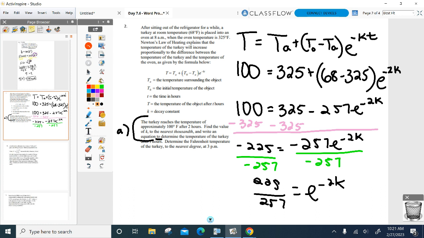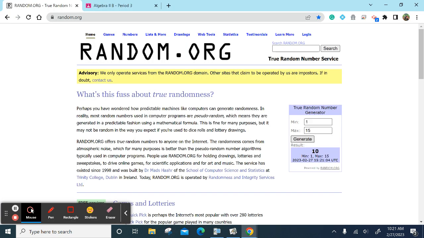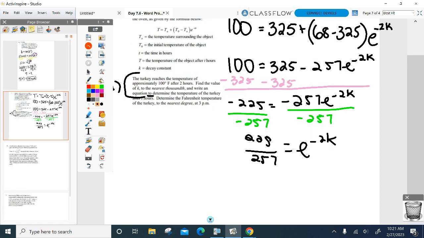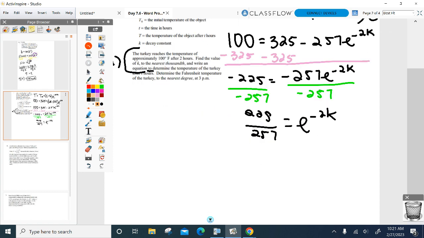Why did I want it all by itself? So you can do what next? Log it. There you go. Take that negative 2k from its exponent spot, put it right next to the log of e, and I got to log the other side. Log of 225 over 257. All right, great job. Now you got to get k by itself. We got to move some things around so I can get k by itself.